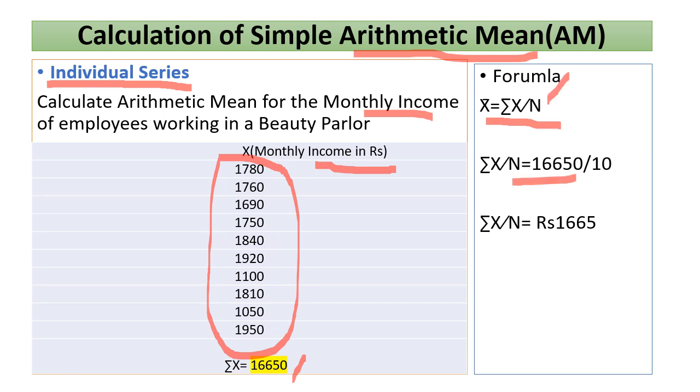We divide it by the number of items or observations. You have 10 employees here, so the number of observations becomes 10. So this 16,650 when divided by 10 gives us 1,665. Now remember, since we are talking about income, it has to have some unit of measurement, and the unit of measurement here is rupees. So once you have got the average, you express that average in that particular unit. Therefore we put it as rupees 1,665.